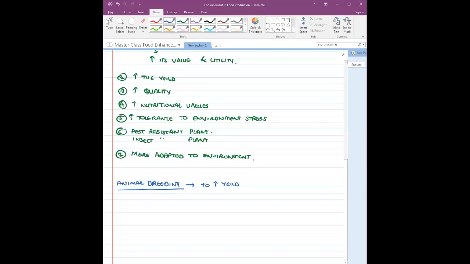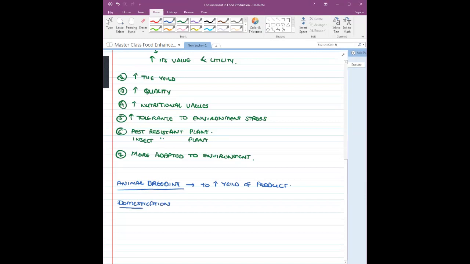Basically it can be either your wool, it can be your milk, it can be any kind of other product. So animal breeding is generally done to increase the yield of the product.